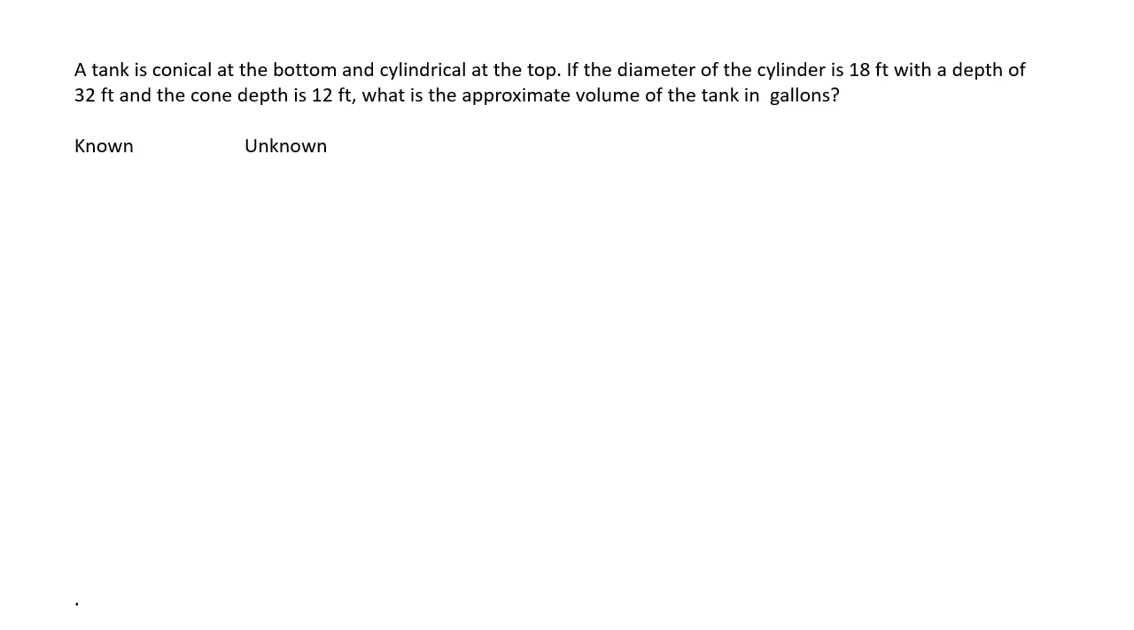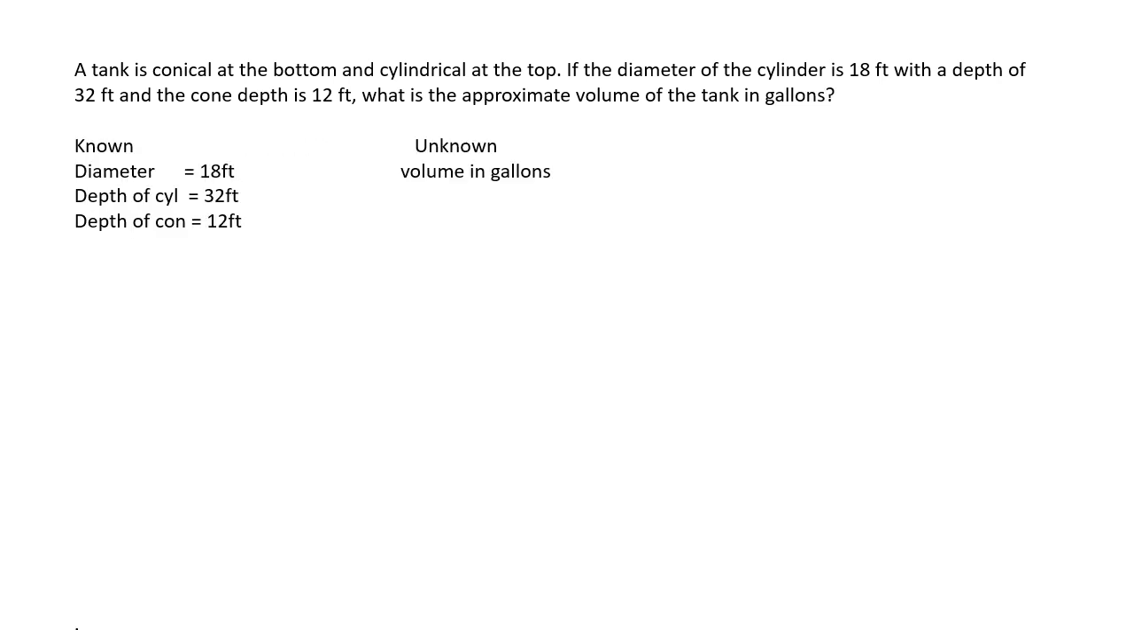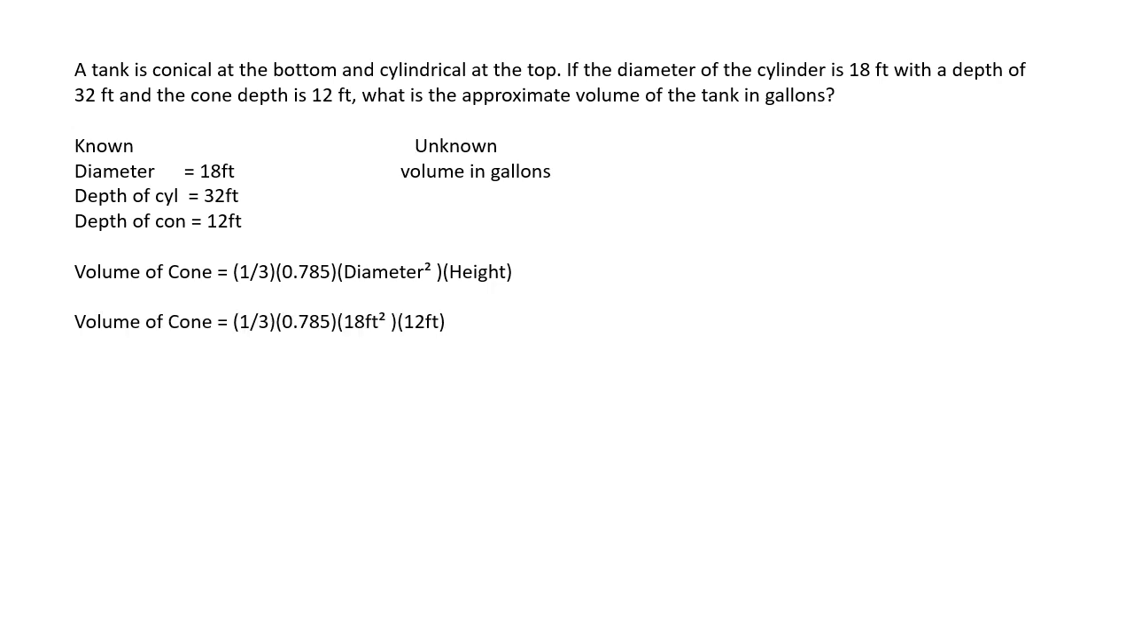So first we're going to pull out the knowns and the unknowns. What we know is the diameter is 18 feet, and that's the diameter for both the cylinder and the cone. We also know the depth of the cylinder is 32 feet, and the depth of the cone is 12 feet. What we don't know is the volume in gallons. So the volume for a cone is 1/3 times 0.785 times diameter squared times the height. Everything's already in feet, so we're going to plug it in.